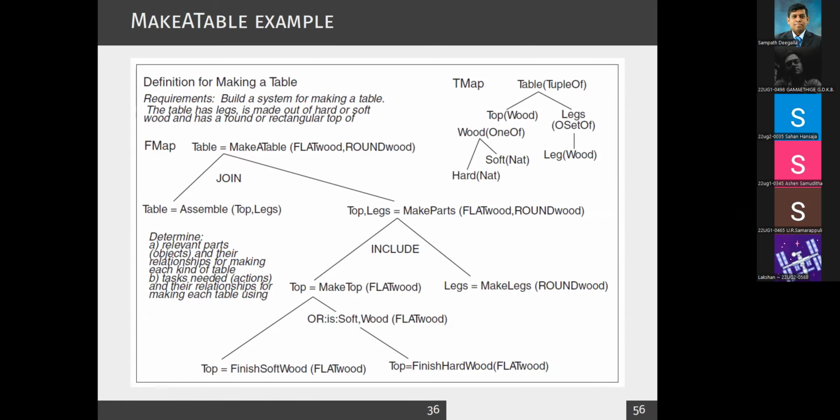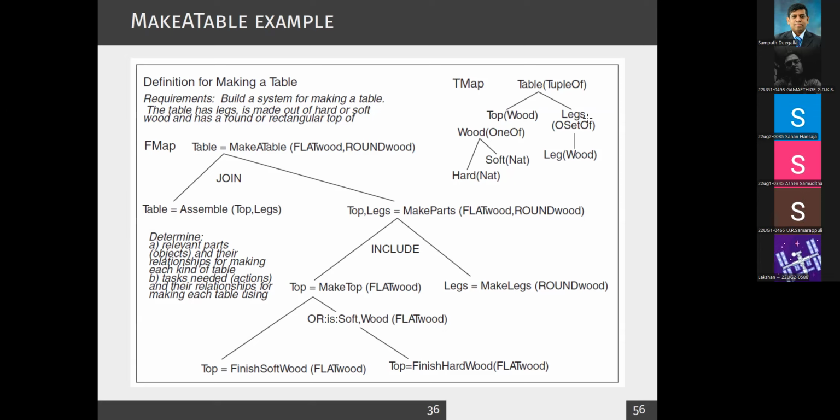And then the type map, the types. The type map, on the structure side, I told you it's a structure, right? So for example, how do you make a table? Now you can notice that. What is a table? A table has a tabletop and legs.